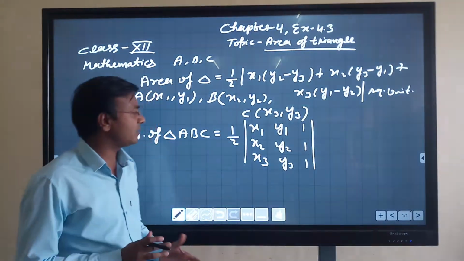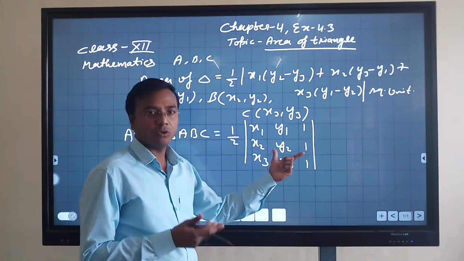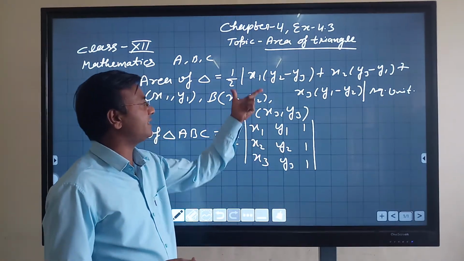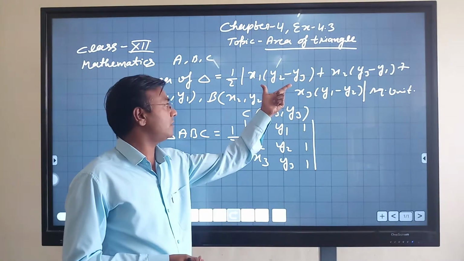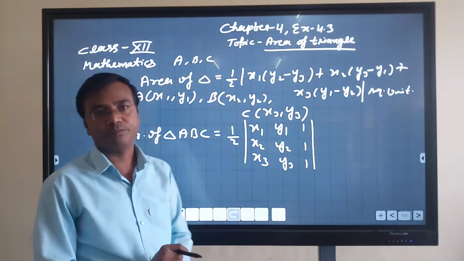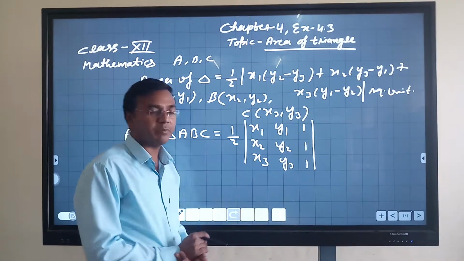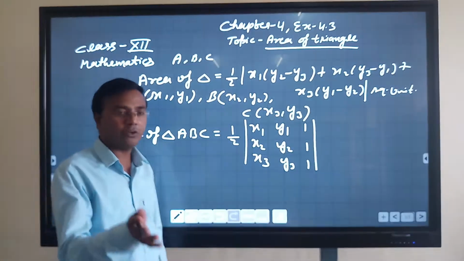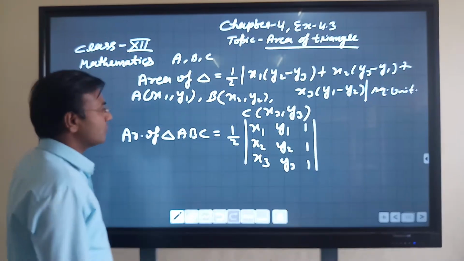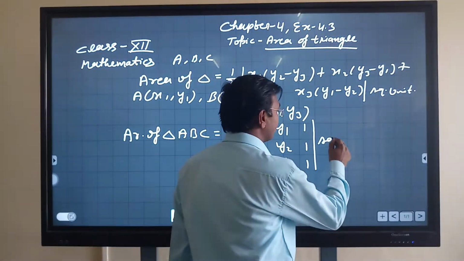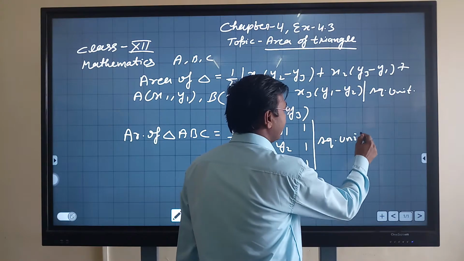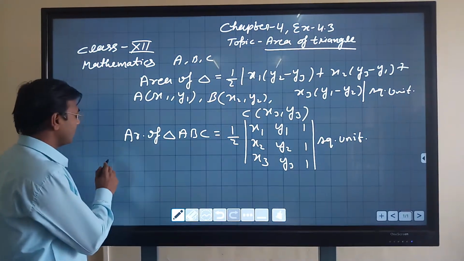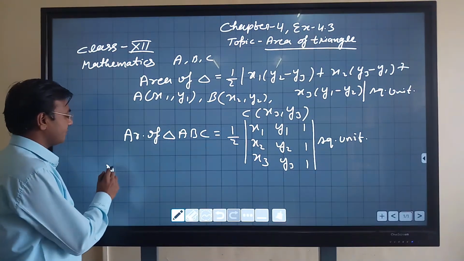So if we simplify this determinant, you can simplify this. By simplifying this determinant we will get exactly this formula. So you can do it for calculation purposes and check whether these are equal or not. If you are not getting them, let me know. The unit is, we already know that the area is measured in square unit, right? So now some note points are there.